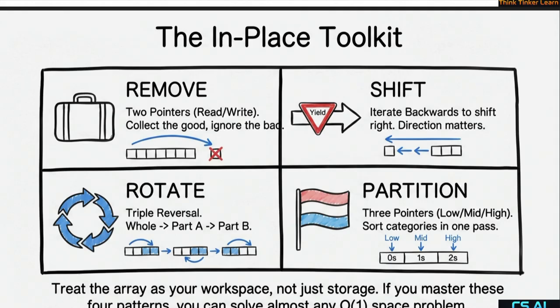To wrap up, let's look at the in-place toolkit. If you master these four patterns, you can solve almost any in-place problem. First, remove. Use two pointers, read and write. Pack the suitcases and ignore the rest. Second, shift. Direction matters. Iterate backwards to shift right. Third, rotate. Remember the triple reversal trick. Fourth, partition. Use three pointers to sort categories in one pass.